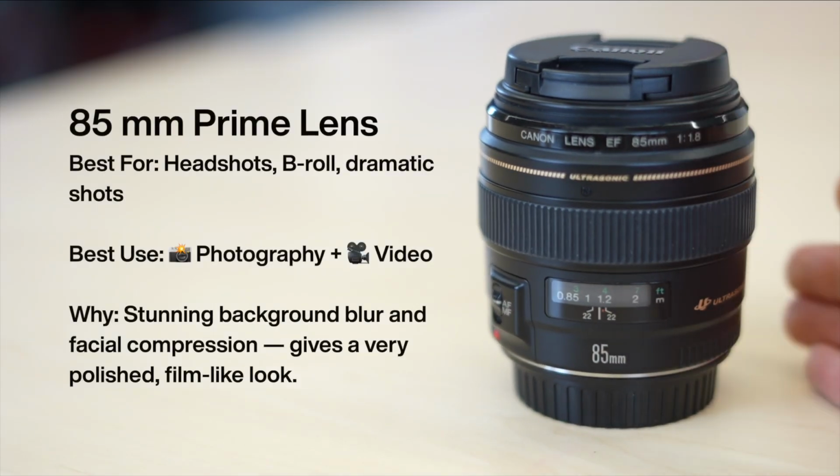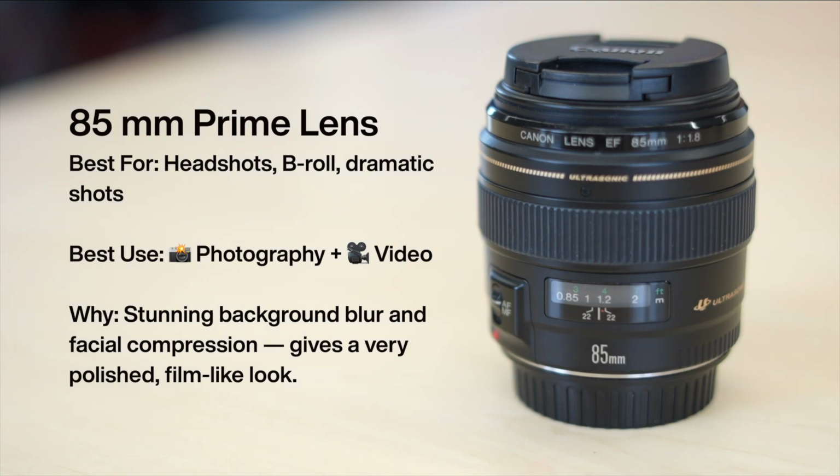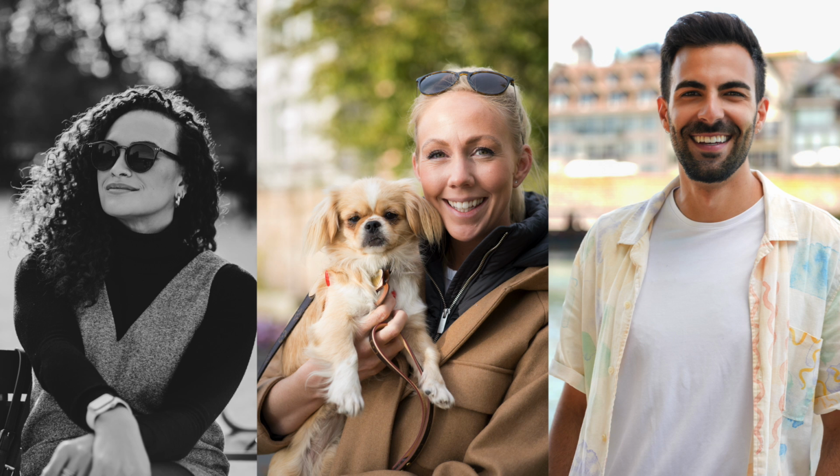The next one that we would have is your 85 millimeter. Okay, so the 85 millimeter is a bit tighter. It's really good for dramatic shots. I use it all the time for headshots. When I'm doing any kind of personal photography, it's just really clear. It works really fast. It's great for blurring your background and just really focusing on that facial compression. And it also gives you a nice film look.